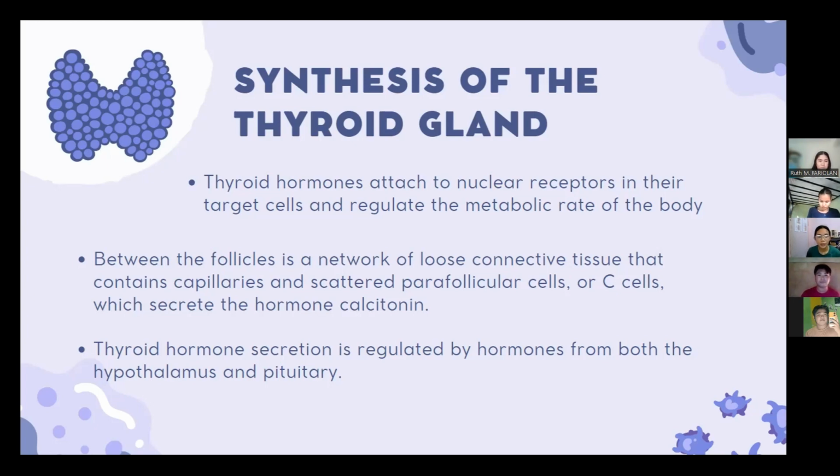The release of thyroid hormones is tightly regulated by a feedback loop involving the hypothalamus and the pituitary gland. The hypothalamus releases thyrotropin-releasing hormone, or TRH, which stimulates the pituitary gland to produce thyroid-stimulating hormone, or TSH. TSH, in turn, prompts the thyroid gland to release thyroid hormones. This intricate feedback system ensures that the body maintains appropriate levels of thyroid hormones.